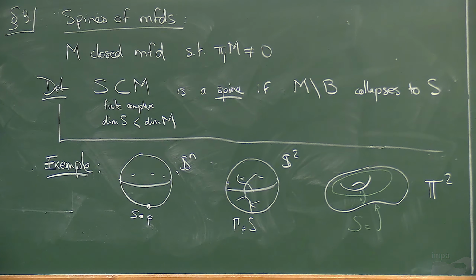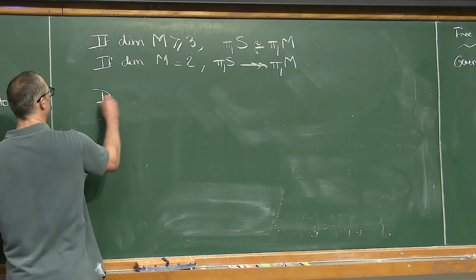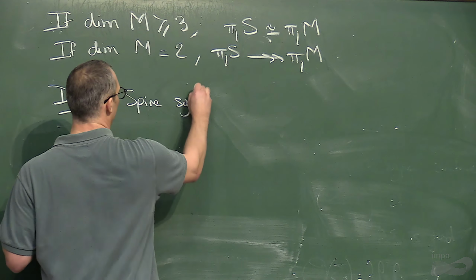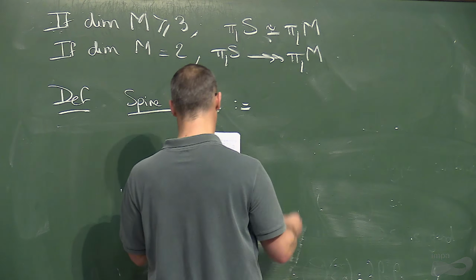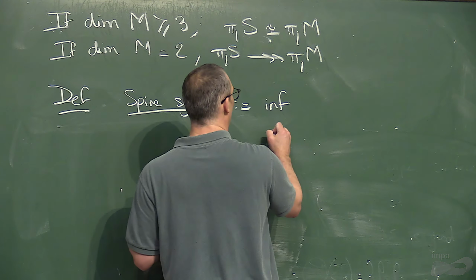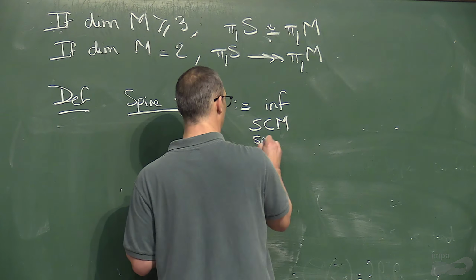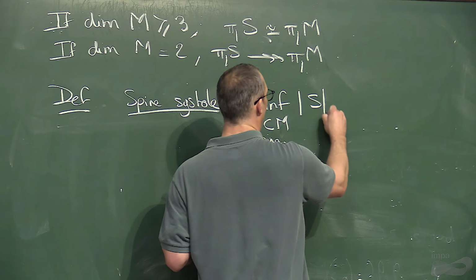Okay, so you can try to do some systolic geometry and define the spine systole. So we define the spine systole to be the infimum over the spine of the area of the spine. So by area, I mean the codimension 1 Hausdorff measure.